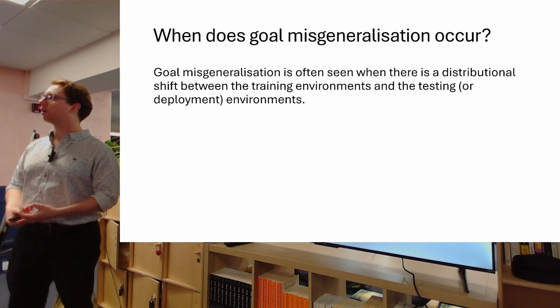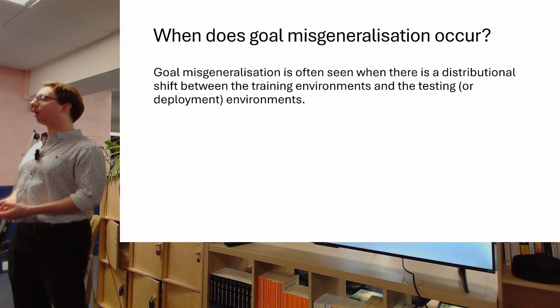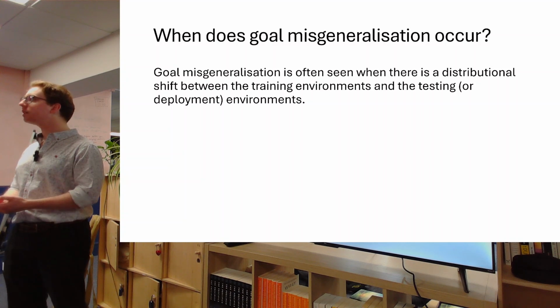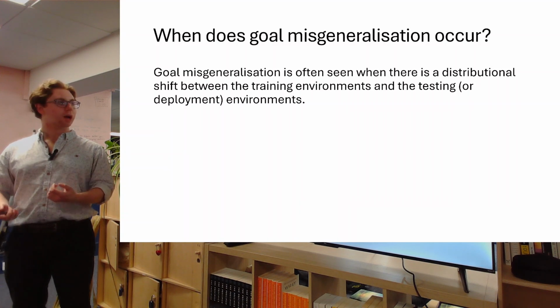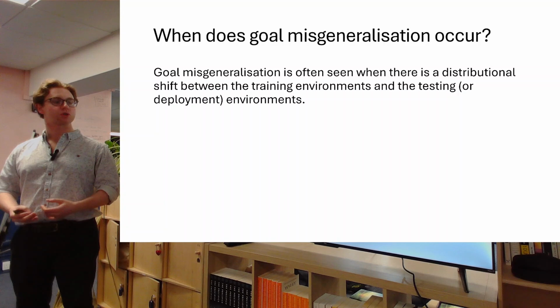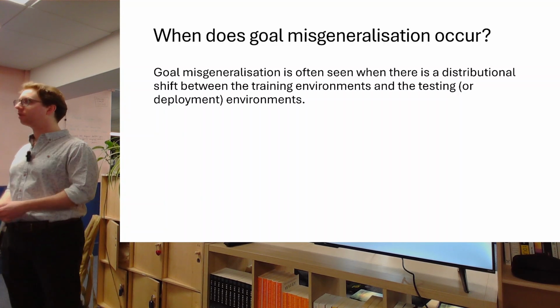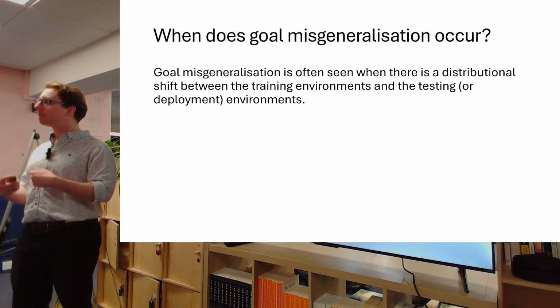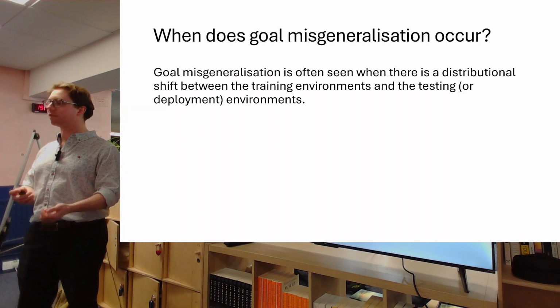Because in the empty parking lot, there aren't pedestrians, there aren't weather hazards, there aren't other cars, right? And so there's going to be a big discrepancy between my training distribution and my testing or deployment distribution. And so goal misgeneralization often occurs when we have this distributional shift between these two sets of environments.